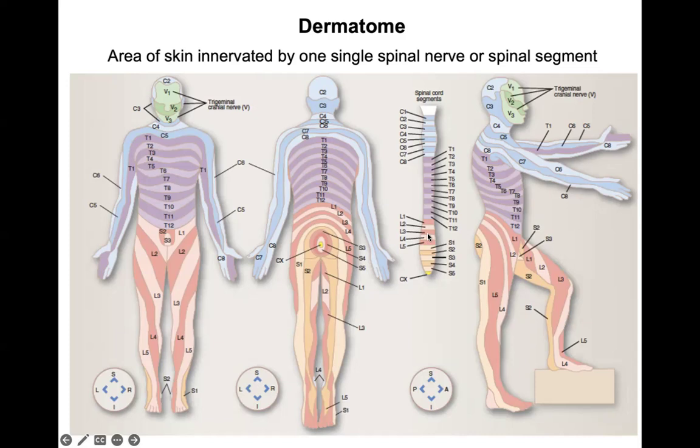So this is basically the dermatomes, right? The area of the skin that is innervated by one single spinal nerve, okay? And it's very useful for diagnosis. How? So let's say the patient comes with spinal cord injury, right? They come with, like, an accident and you don't know what's going on, which section of the spinal cord is having problems.